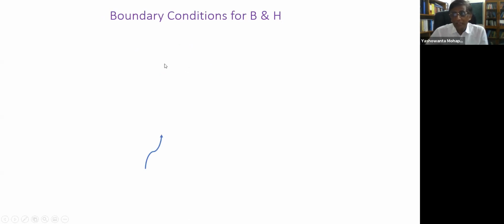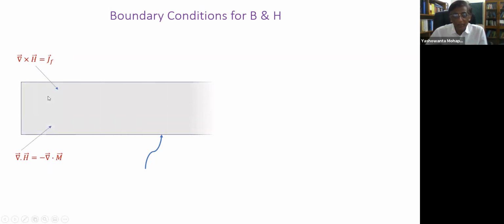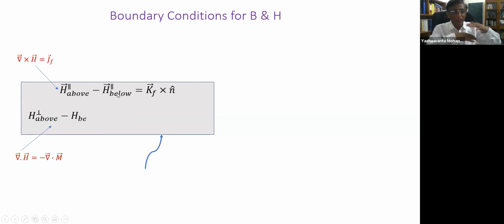So let's go to boundary conditions for B and H. We have done this quite a number of times, so this is quite easy. We know del cross H equals J_f, and the divergence condition, and these are the two conditions that give us the boundary conditions for H. I'm not redoing it, we have gone through this both in electrostatics and magnetostatics. So H parallel above and below differ by K_f, the free current at the surface, cross n. If there is no free current, then H parallel above and below is the same. And the perpendicular one will depend on the change in magnetization. So this is a simple boundary condition for B and H.